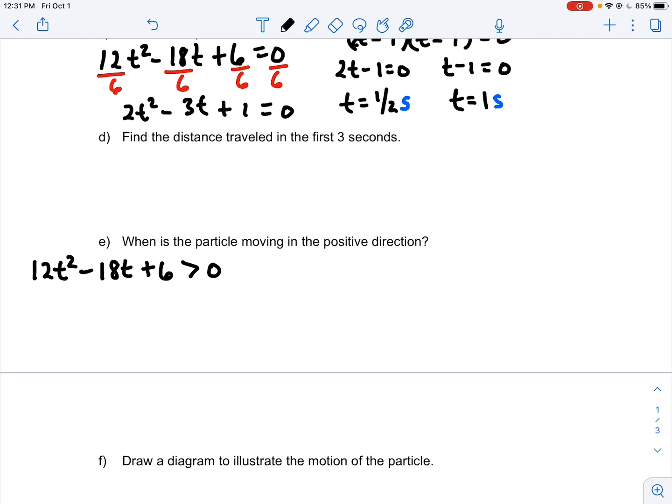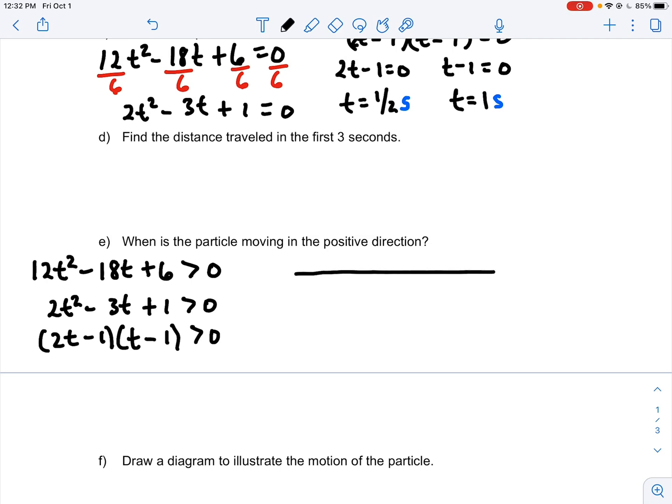Now, once we divide them all by 6 again, we end up with our same quadratic inequality. And it factors in the same exact way. So (2t - 1)(t - 1) is greater than or equal to 0. Now remember, with quadratic inequalities, we need to test intervals, okay?